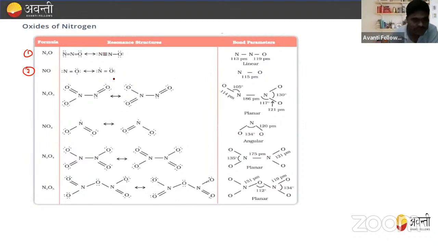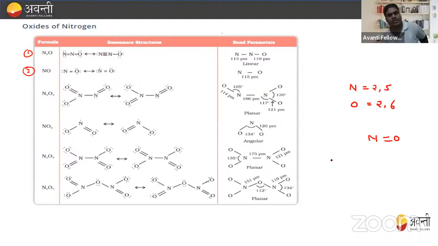So how will you draw the diagram of NO actually? We know that nitrogen has electronic configuration 2, 5, and oxygen has electronic configuration 2, 6. So NO has a structure like this. O wants two bonds, so these two bonds are like this. Oxygen has six valence electrons, out of which 2, 4, and here nitrogen has five valence electrons, out of which one lone pair. So it has three lone pairs of electrons.